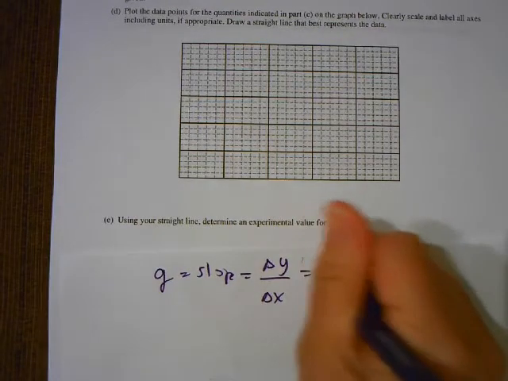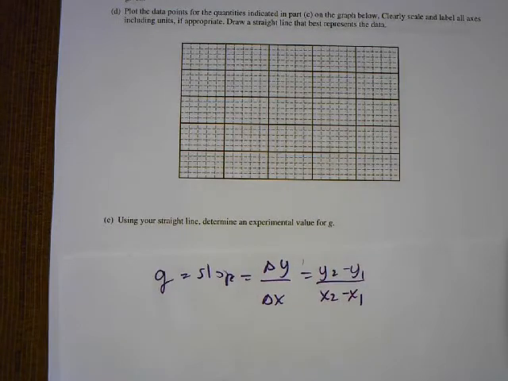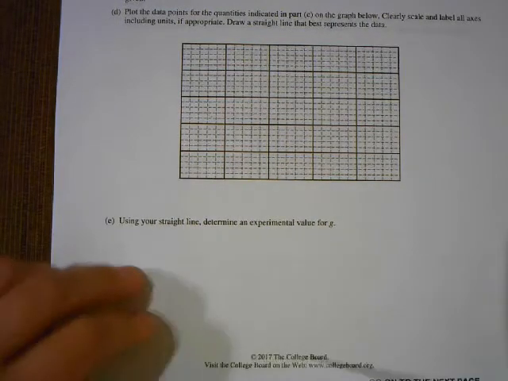Then don't forget to write y2 minus y1 over x2 minus x1. You want to make sure you get every point. All right, so that's the first FRQ. The second, oh, this is the third part of that. That's a long FRQ.